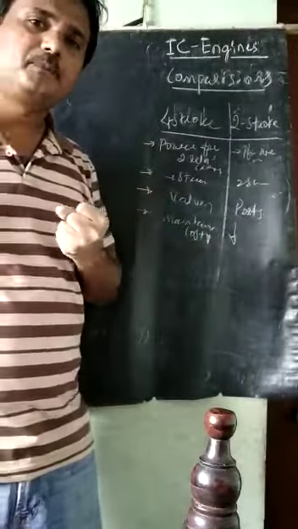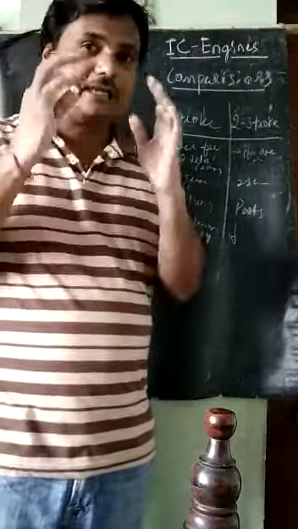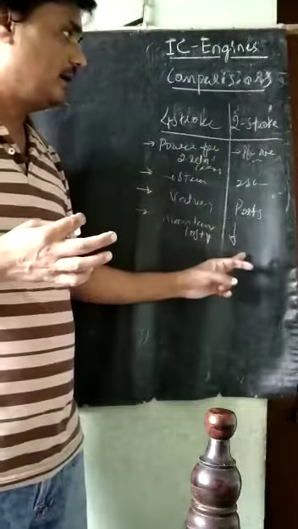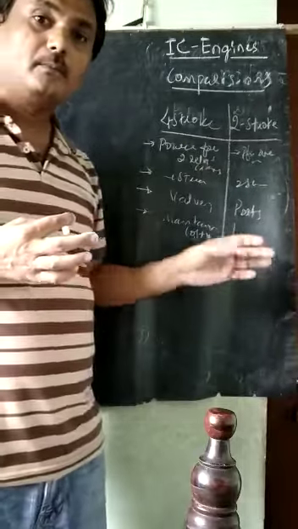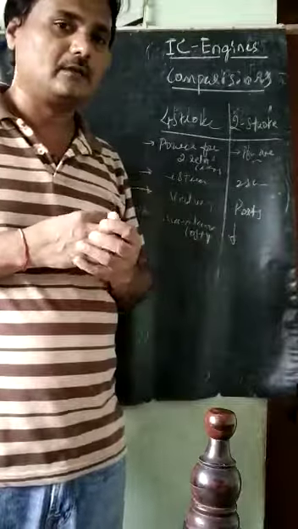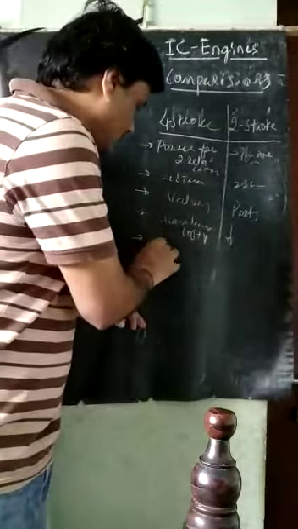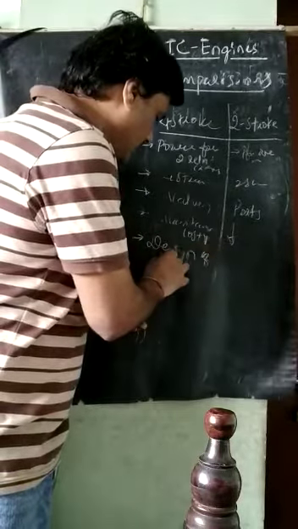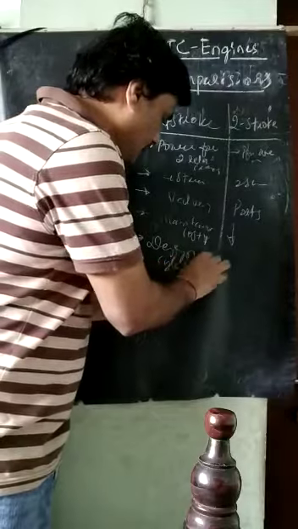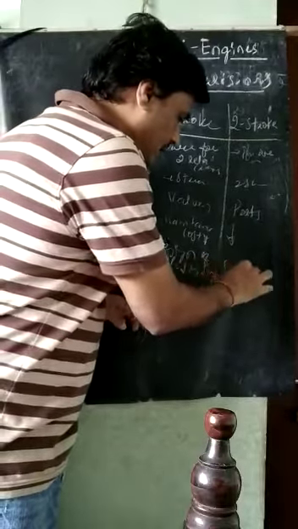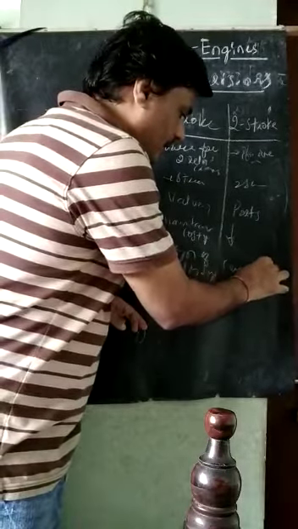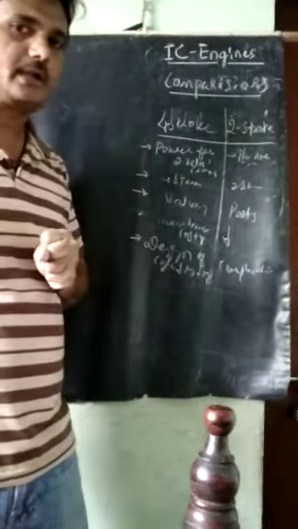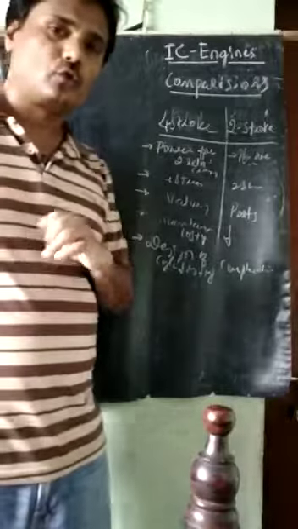The next one is the design of the IC engine, the cylinder, crankcase and all. The design is complicated in the 2 stroke because ports are made inside the cylinder itself. So the design of the cylinder is simple here, and complicated there, because the ports are made inside the cylinder itself. Therefore the design is complicated in the case of the 2 stroke.